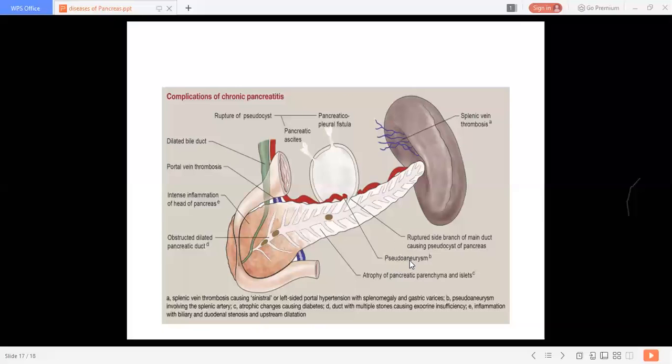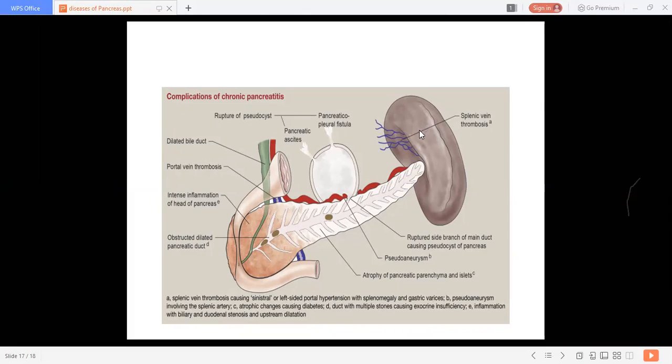Then pseudoaneurysm. Here you can see the vessels of the pancreas, the supplying vessels, again get inflamed and give nodular enlargement. Then the next complication is atrophy of the pancreatic parenchyma and the islets of Langerhans. Okay, so atrophy of this parenchyma and the islets.